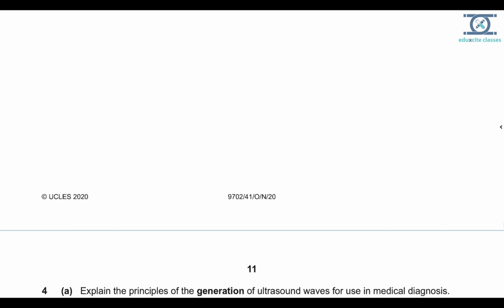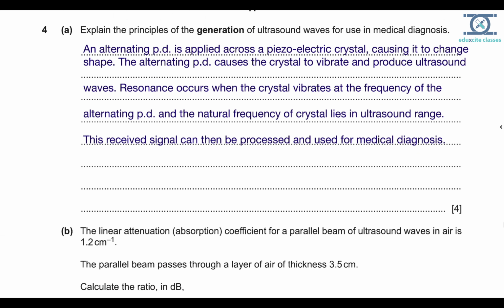Now question number 4. Explain the principles of the generation of ultrasound wave for use in medical diagnosis. So we are supposed to answer the principle of the generation of ultrasound which is used for medical purposes. An alternating potential difference is applied across a piezoelectric crystal, causing it to change its shape. This alternating PD causes the crystal to vibrate and produces the ultrasound waves. Therefore, resonance occurs when the crystal vibrates at the frequency of the alternating potential difference.